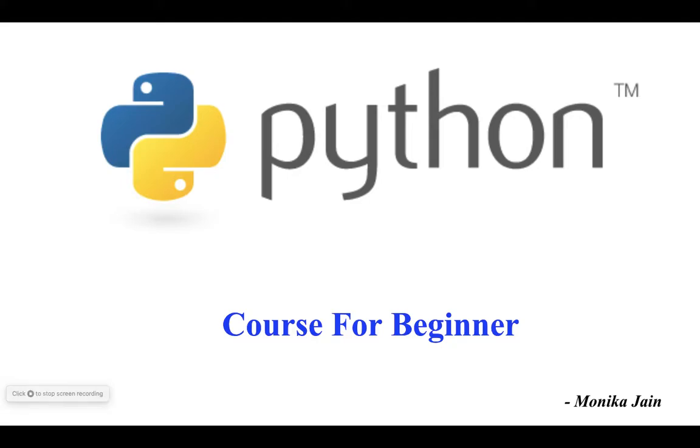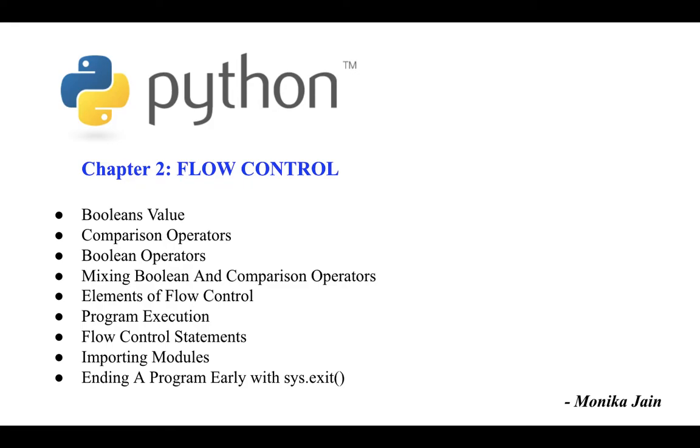In the last session we saw flow control. In that we saw boolean values, comparison operators, mixing boolean and comparison operators, elements of flow control, program execution, flow control statements, importing modules, and lastly ending a program early with the sys.exit function. Now in this session we will see an example on it.